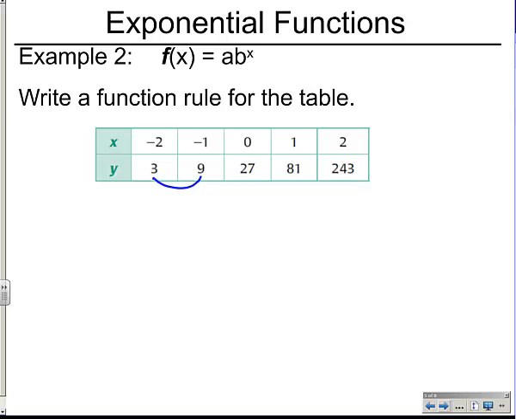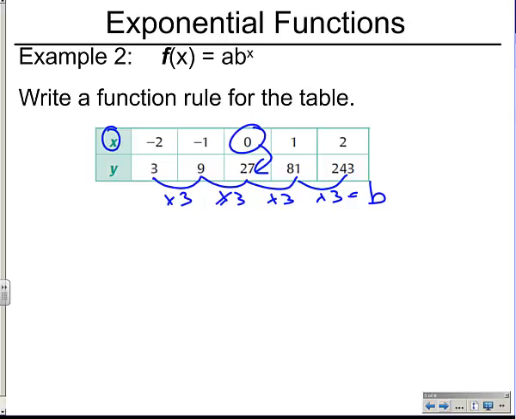9 divided by 3 is times 3, so we got a factor of 3, 27. Divided by 9, I get another 3. 81 over 27 is times 3, and the next one is times 3 also. So this becomes our b value, the 3. The a value occurs whenever x is equal to 0. So our a value is 27.